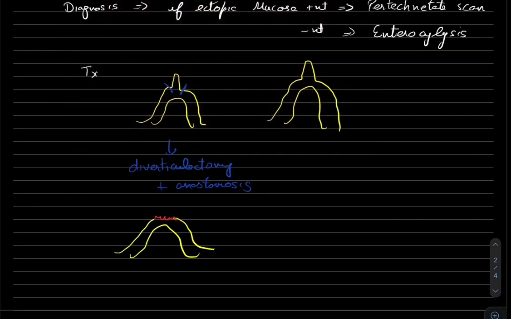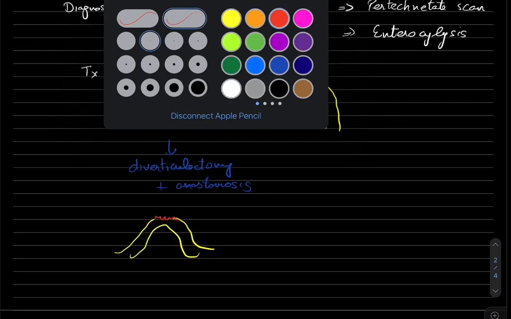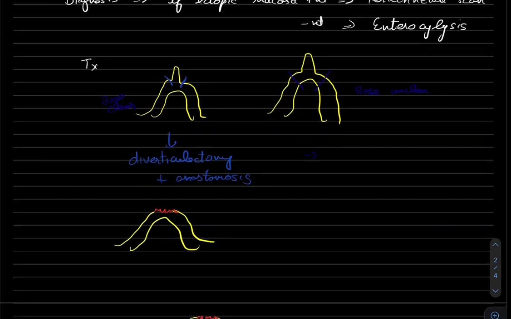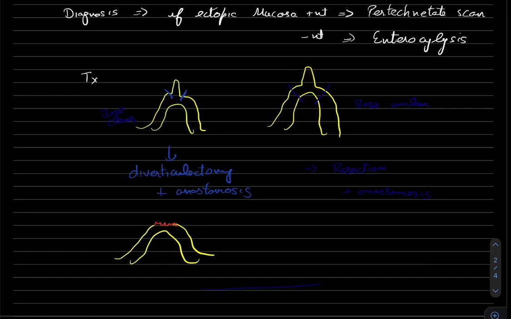Okay. And if the base is unclear, this was base clear. If the base is unclear, we have to do resection plus anastomosis. So we have completed Meckel's diverticulum.